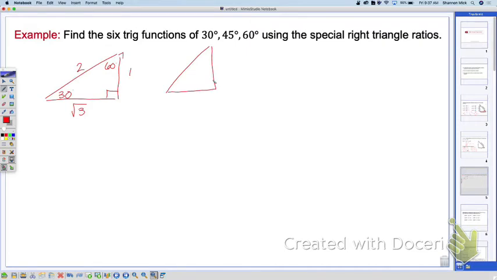So that's why you label it. Across from 45 is the square root of 2, across from the other 45 is the square root of 2, and the hypotenuse is 2.